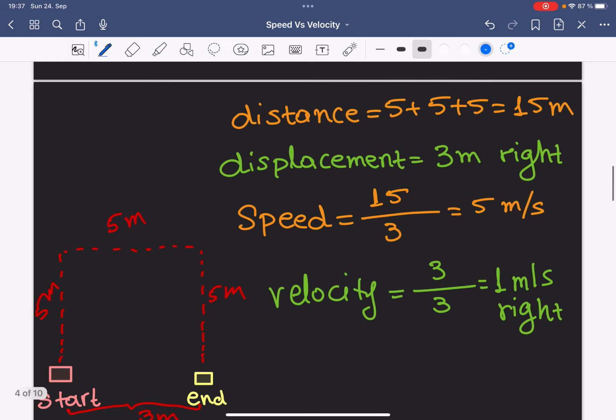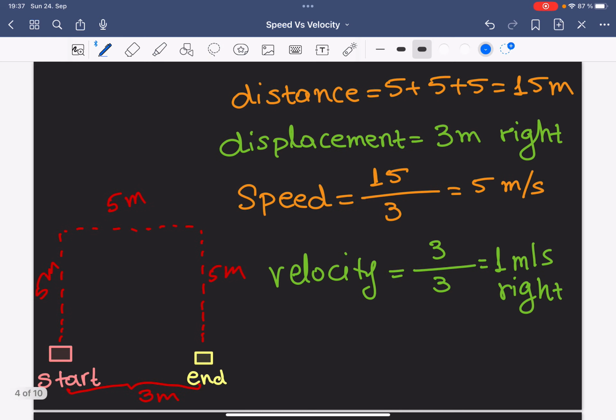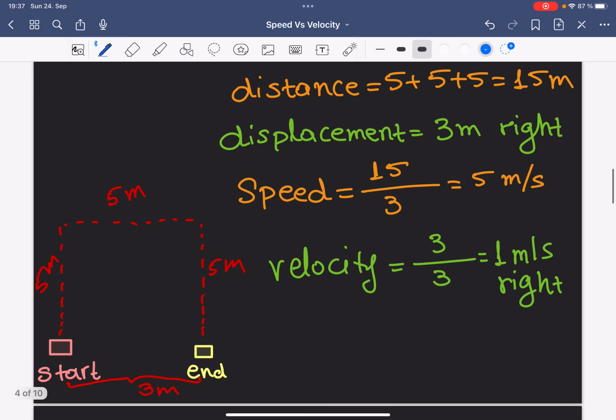Now let's dive into some examples and see how it actually looks. So in this case, we have a starting point. Let's say that our object at time equals 0 is placed at the start here, and that's the ending point, and then it's going to follow this path, this trajectory. So it's going to move 5 meters up, 5 meters right, 5 meters down, and end in that location.